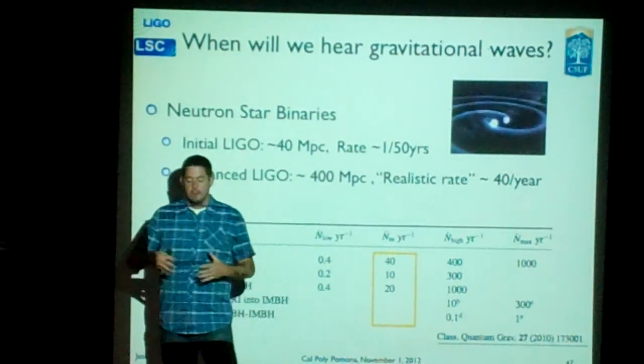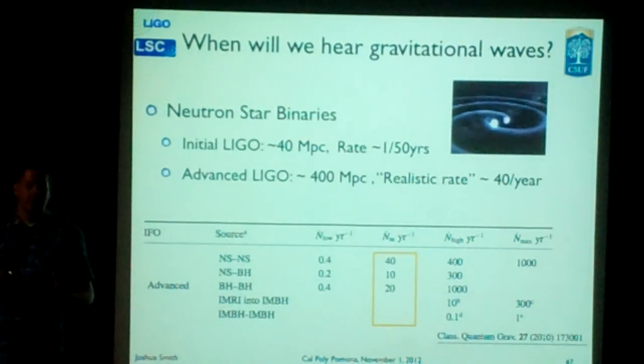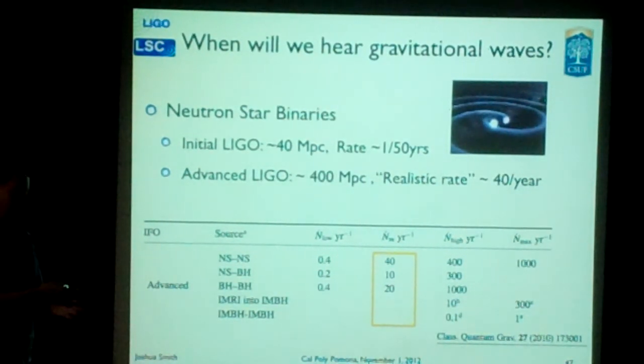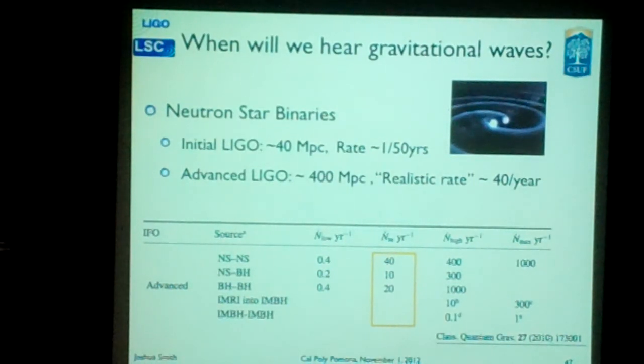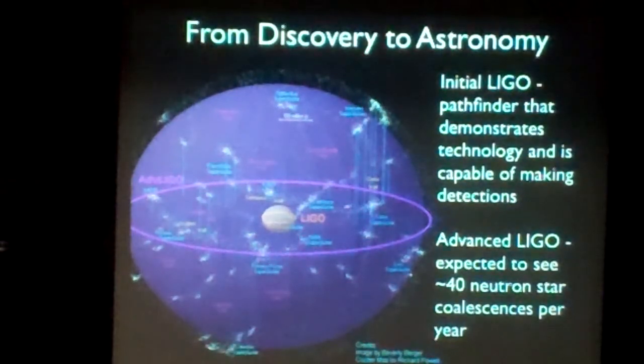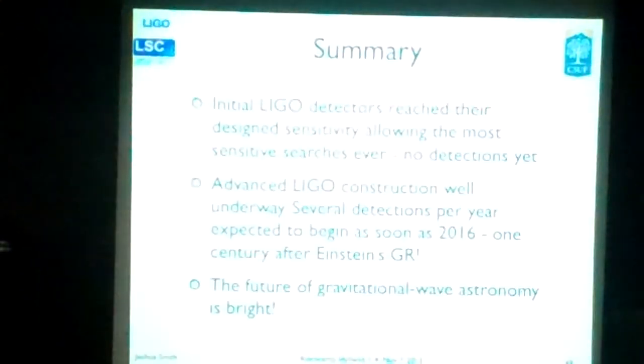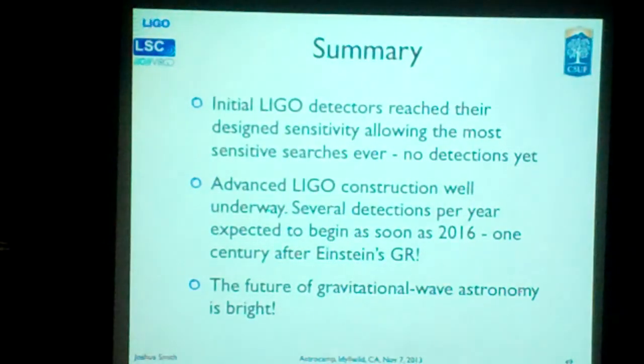per year coming up in the next few years. 2015 is going to be the first step of that, but we think 2015 to 2019 we're going to be making detections of these. And it should be a really exciting time. So expect to see about 40 neutron star coalescences per year.